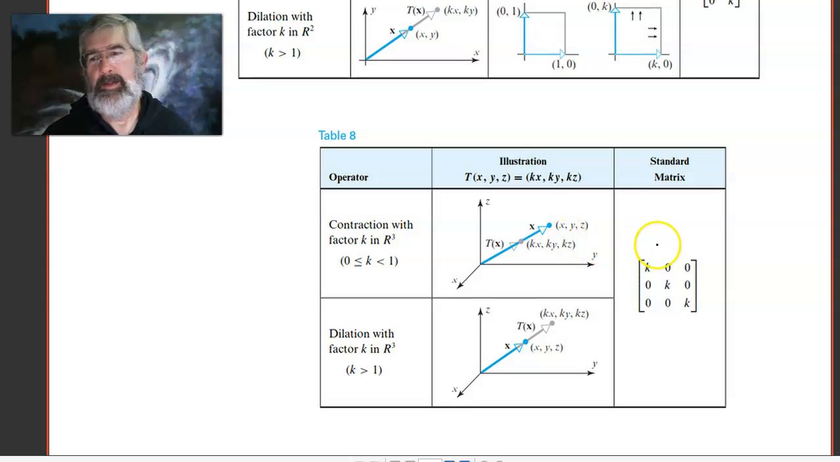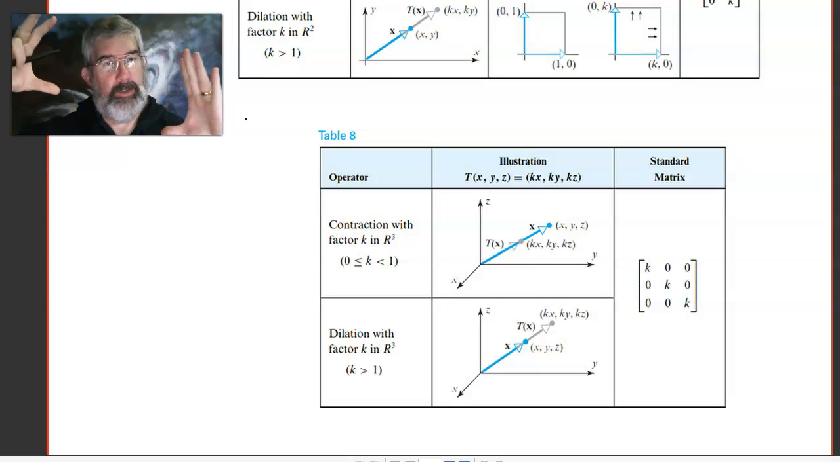Anyway, dilations and compressions are just multiplying each of the coordinates by a factor of k. It's essentially scalar multiplication. So there you go. Dilations, compressions, expansions, contractions. If you want, just think of them as dilations and expansions. Expansions are in one direction only. Dilations are in all directions at the same time.